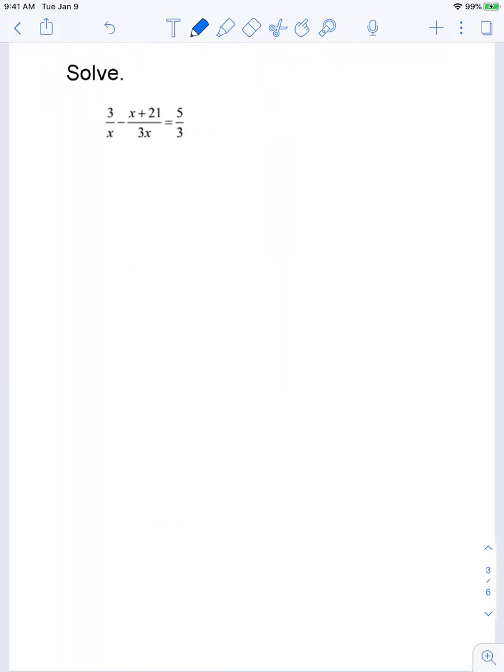All right, here I don't have a proportion, so I'm going to use the LCD method to solve that. But don't forget, I have variables in the denominator, so I need to find my domain restrictions first. All right, I've got x in the denominator and I've got 3x in the denominator. Both of those tell me that x cannot equal 0. So there's my domain restriction. Once I have determined my domain restrictions, then I'm going to find an LCD here so that I can clear the fractions.